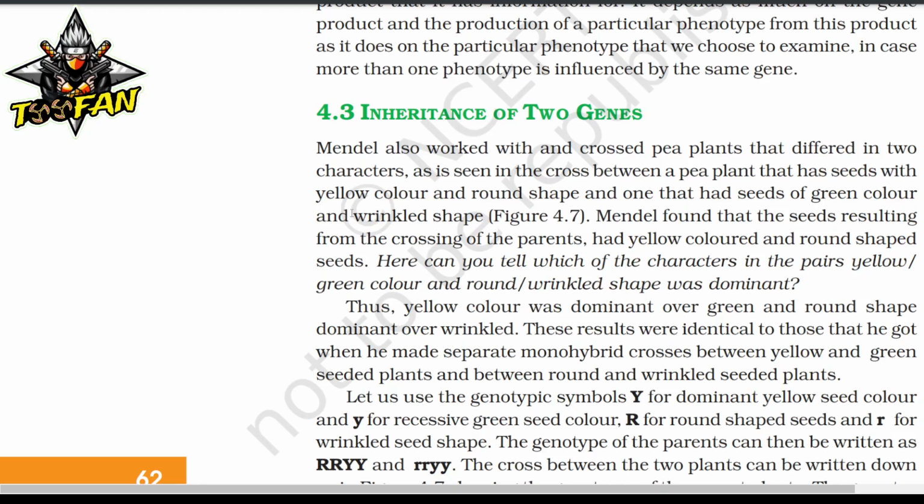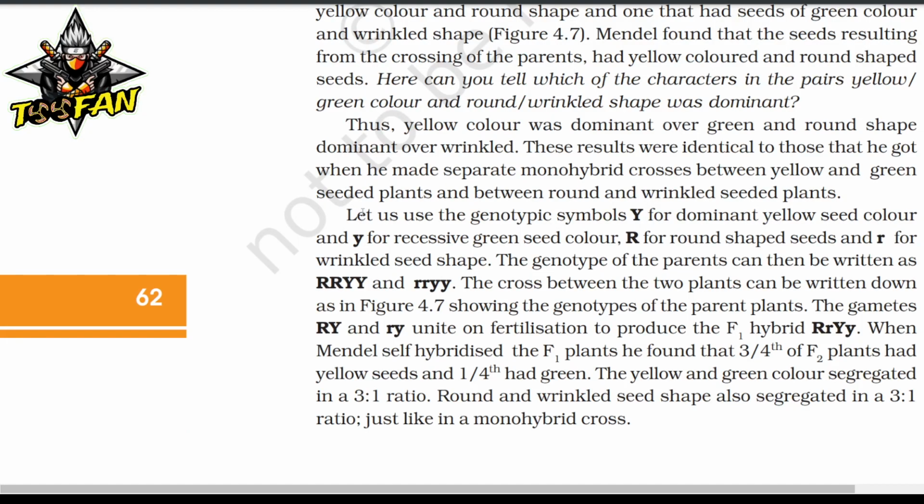These results were identical to those he got when he made separate monohybrid crosses between yellow and green seed plants and between round and wrinkled seed plants. Let us use the genotypic symbol Y for dominant yellow seed color and small y for recessive green seed color, R for round shape and small r for wrinkled seed shape. The genotypes of the parents can be written as follows, and the cross between the two plants can be written down as in the figure.